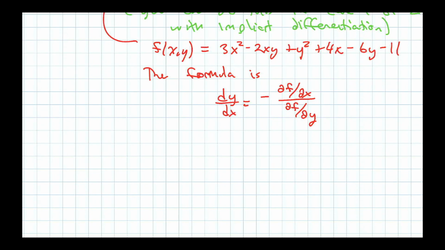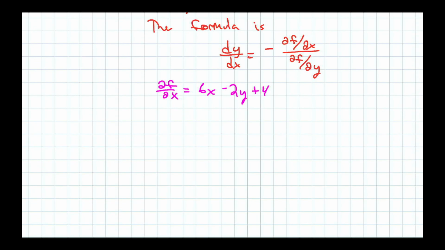So you only have two little derivatives to calculate. They shouldn't be hard. We need df dx, which is the derivative of this function with respect to x. The derivative of 3x squared is 6x. The derivative of negative 2xy with respect to x is minus 2y. This only has y's. The derivative of 4x is going to be 4. And nothing else has an x. So that's done. The other partial derivative we need is partial f with respect to y.